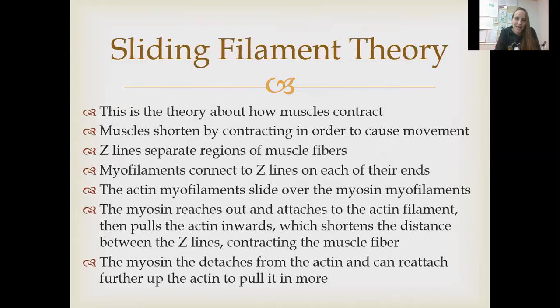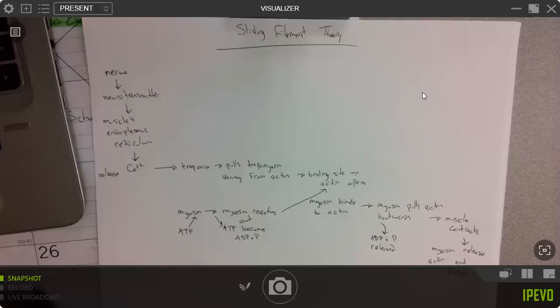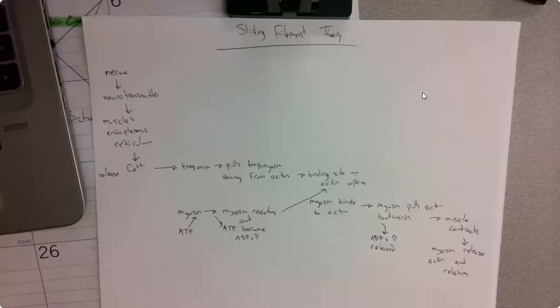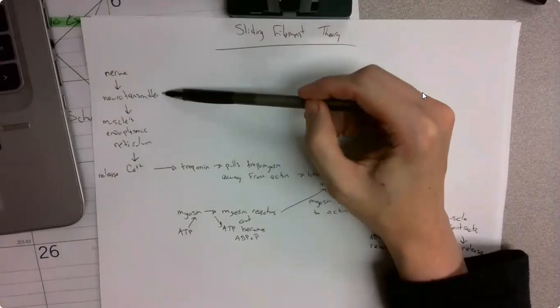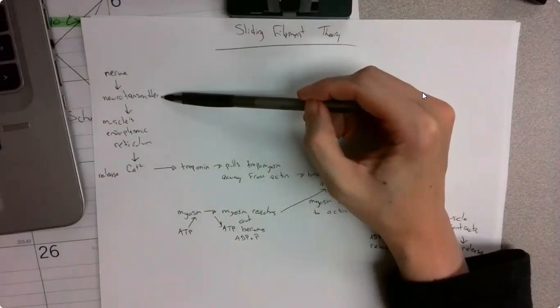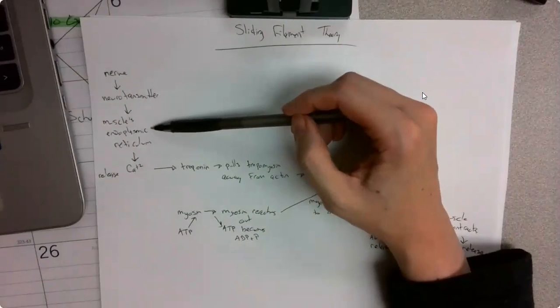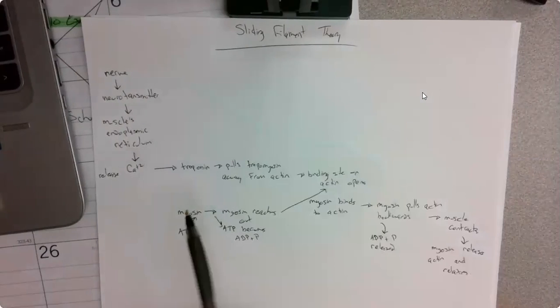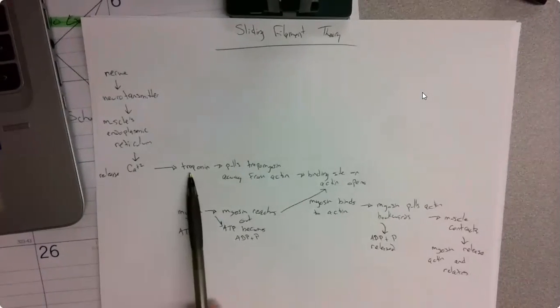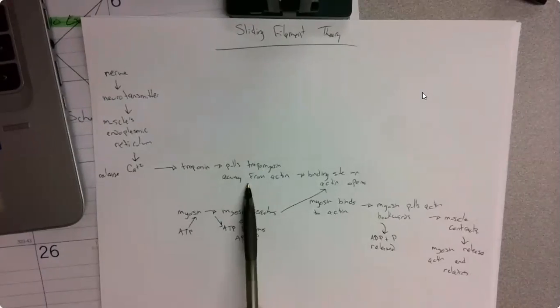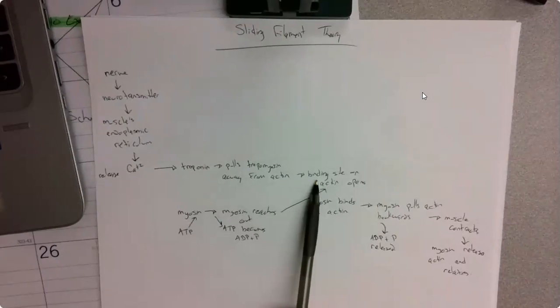Okay, so that's it for this lesson, but I am going to go back to the sliding filament theory with a brief flowchart. Okay, so here is a summary of the sliding filament theory. So we start with a nerve releasing a neurotransmitter. That neurotransmitter travels to the muscle's endoplasmic reticulum and causes the endoplasmic reticulum to release calcium ions. Those calcium ions then go and bond to the troponin, which is attached to the tropomyosin, and it pulls the tropomyosin away from the actin, which then opens up a binding site on the actin.